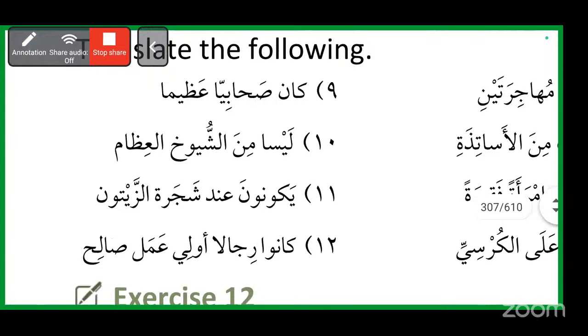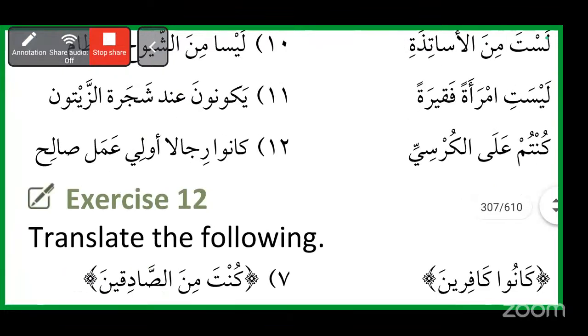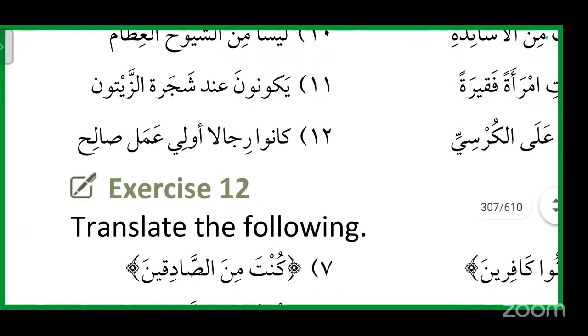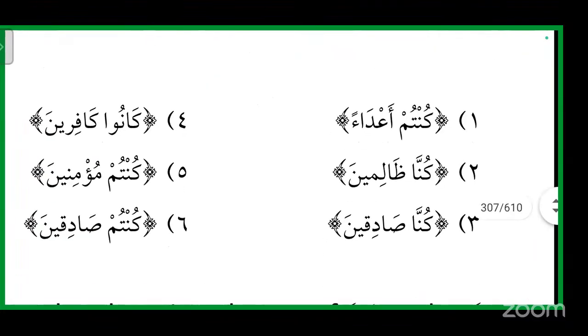Okay, next. If I have to put zu instead of uli, should I say zu? No, for rijalan it will come zawu. Zawu is the plural of zu. Zu amal. That is also very difficult. Why? Because this is ismu na.